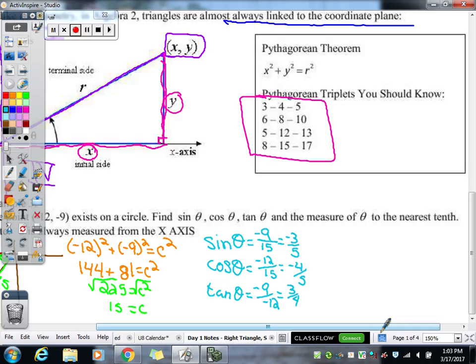And the last thing they wanted us to find was the measure of theta to the nearest tenth. So it doesn't matter which one you pick. We'll just go with sine because that's the first one here. So do second sine of negative 3/5. Let's see what we get. I'm going to warn you, it's going to be a negative. It's okay. What'd you get, Paul? Negative 36.9. Negative 36.9 degrees.